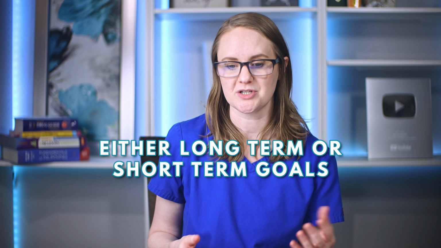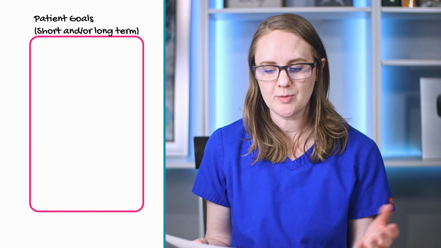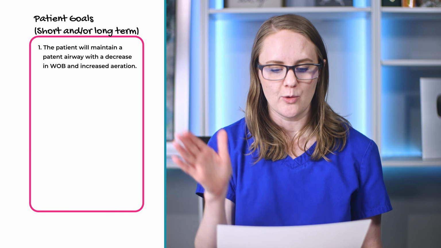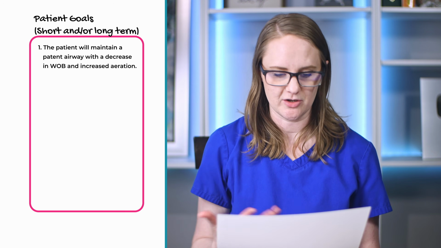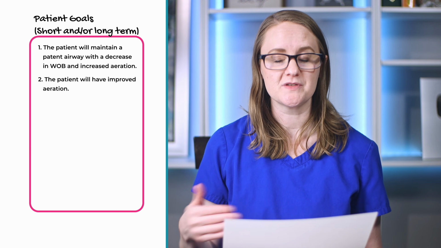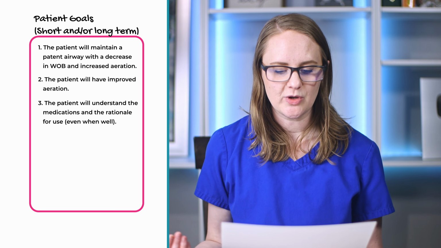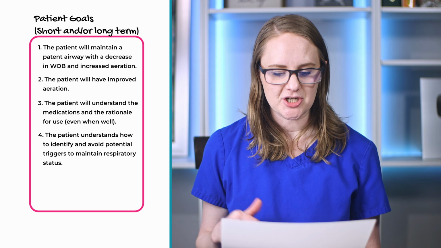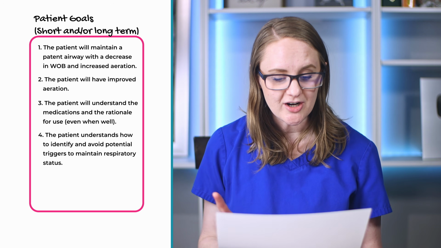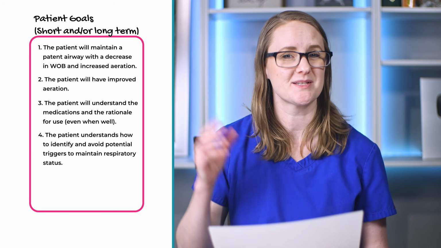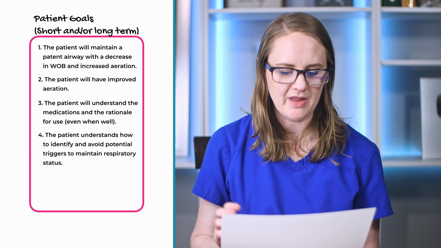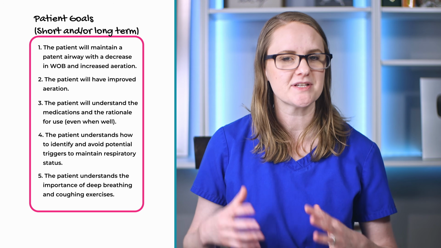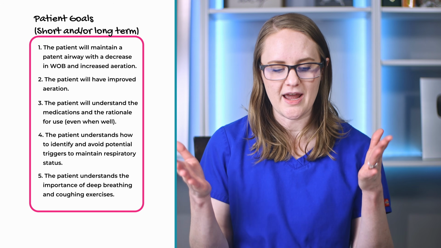These can either be long-term goals or short-term goals, okay? So for asthma, some possible patient goals, let's just use these as examples, could be: one, the patient will maintain a patent airway, so an open airway, with a decrease in work of breathing and increased aeration in their lungs, right? Number two, the patient will have improved aeration, gas exchange in their lungs. Three, the patient will understand the medications and the rationale for their use even when they're feeling well. Four, the patient understands how to identify and avoid potential triggers to maintain their respiratory status. That's a big one for asthma, is avoiding possible triggers for them. And then five, the patient understands the importance of deep breathing and coughing exercises. So those are just some examples of some patient goals that you could use for a care plan for asthma.